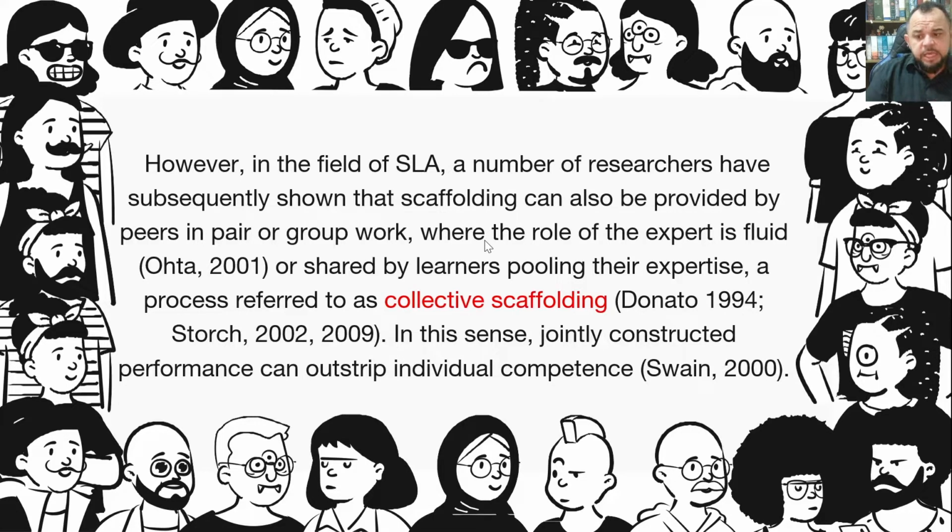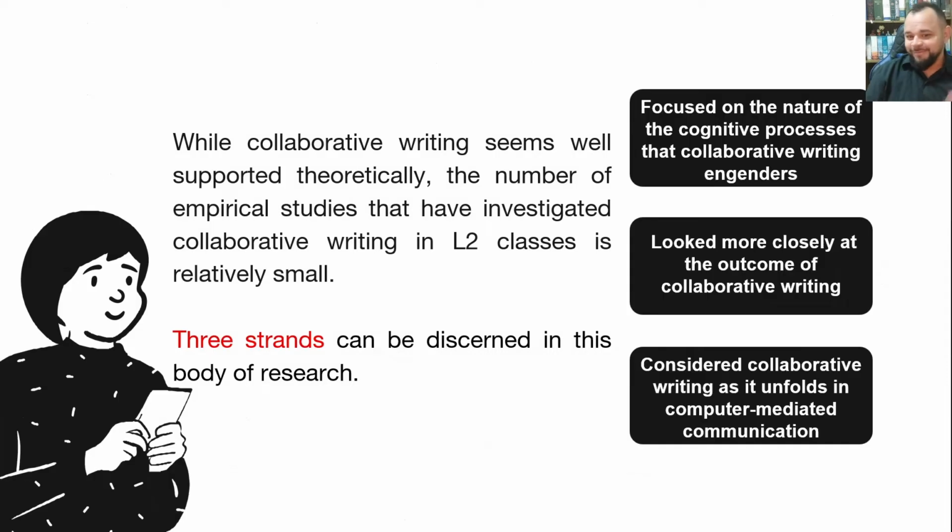In this sense, meaning is jointly constructed, and the jointly constructed performance can outstrip individual competence. So together they are stronger, right? So while collaborative writing seems well supported theoretically, the number of empirical studies that have investigated collaborative writing in L2 classes is relatively small. It's weird, right?